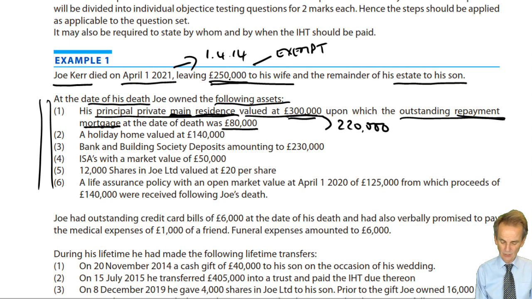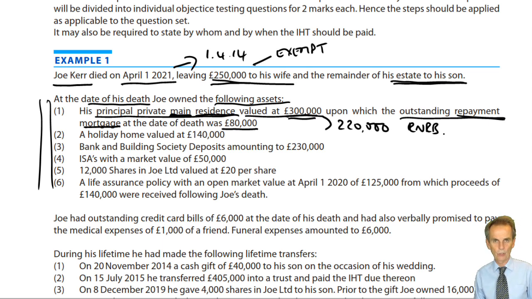Now, will the residence nil rate band be available to you? Well, yes, because £250,000 was being gifted to the wife, and the remainder of the estate, we may reasonably assume, therefore, that that includes that main residence, is transferred to the son, i.e. a direct descendant there. So on that basis, we will have the residence nil rate band available to us. Now, there's no reference here to any previous spouse having existed and having transferred any unused nil rate band or residence nil rate band across to Joe.